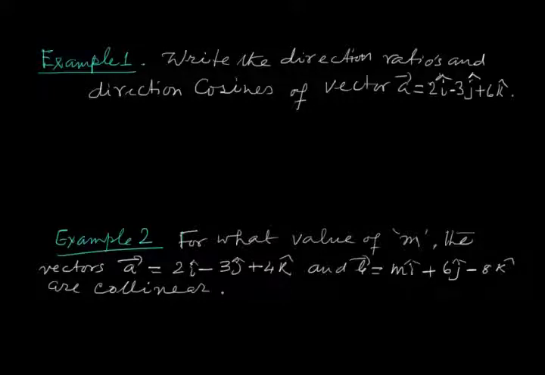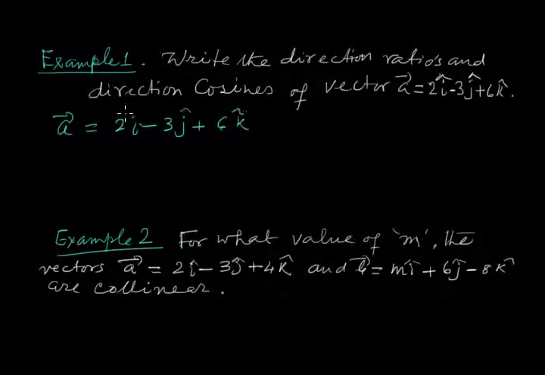Here we are discussing three examples. First one is very important: how to find the direction ratio and direction cosine of a vector. Here the vector is given, A is equal to 2i minus 3j plus 6k.